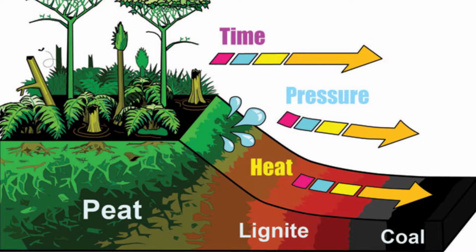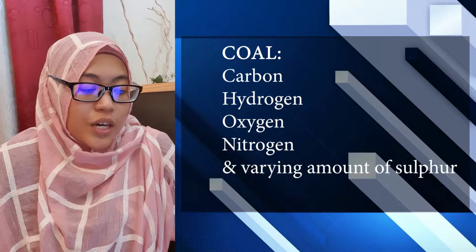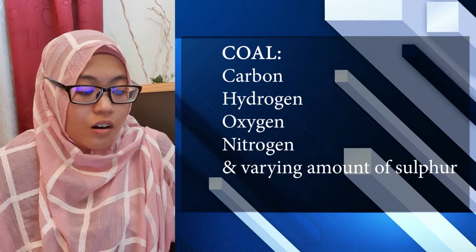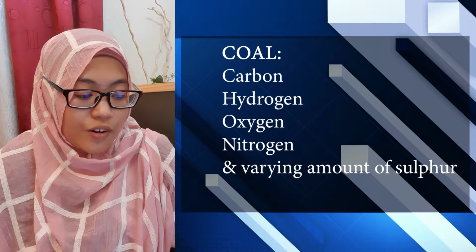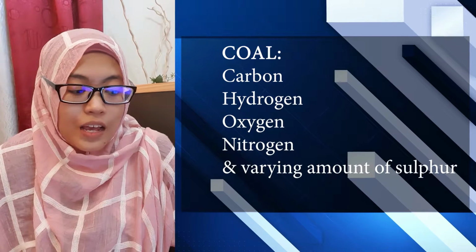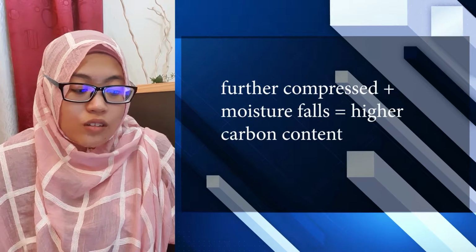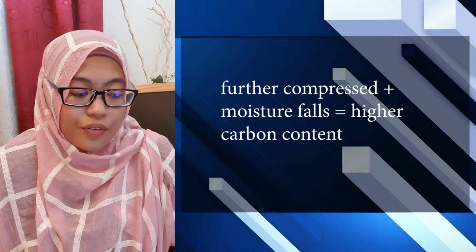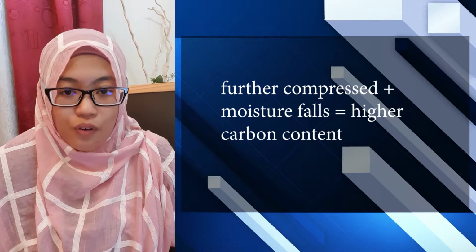Thus, years of heat and pressure forced oxygen and hydrogen out of the carbon-rich coal. Coal is made of carbon, hydrogen, oxygen, nitrogen, and varying amounts of sulfur. The carbon content of the coal rises as it compresses further and the moisture content falls.